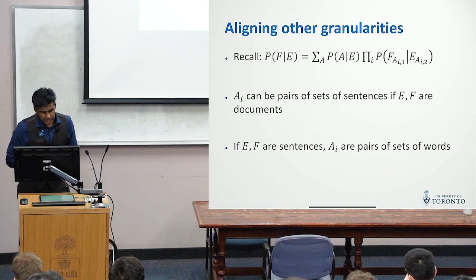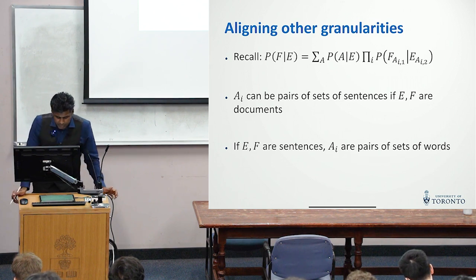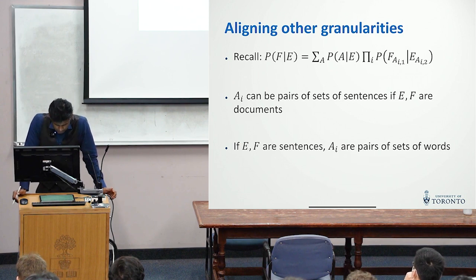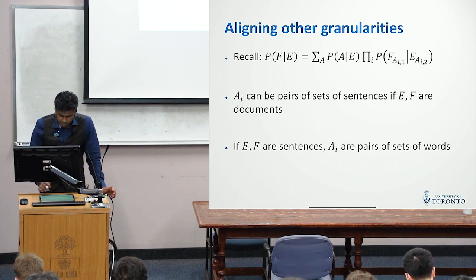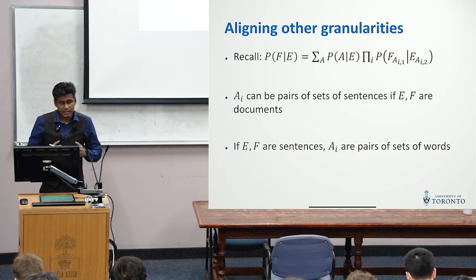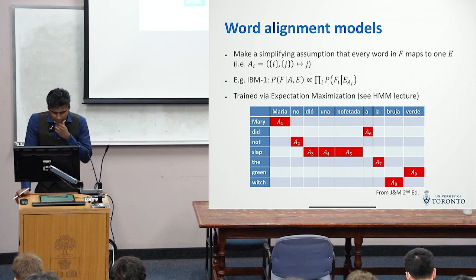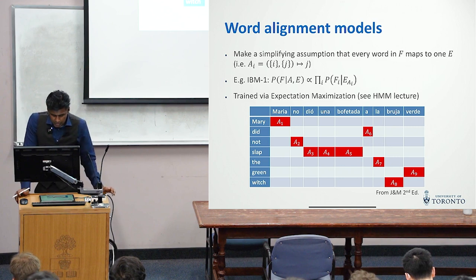Now, just to mention that we can have alignments at other granularities. It doesn't have to be sentence level, as some of the questions were asking. It could be pairs of documents or sets of words as well. But in this lecture, we're maintaining that our beads are at the sentence level. Now, if we wanted to do a word-level alignment, how could we do that?